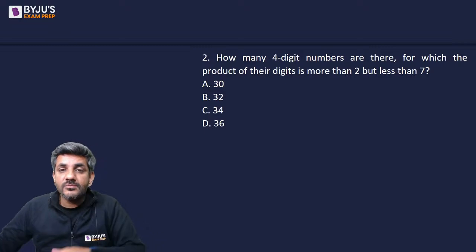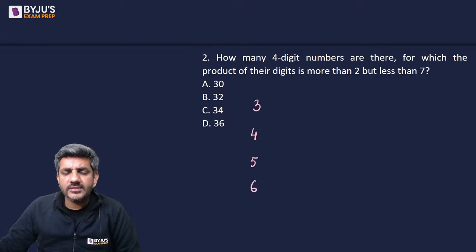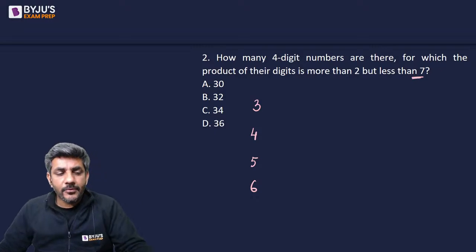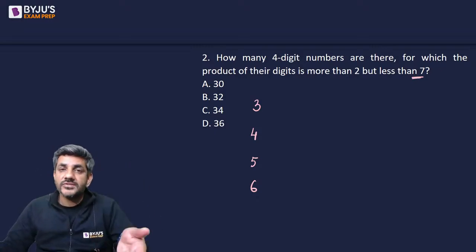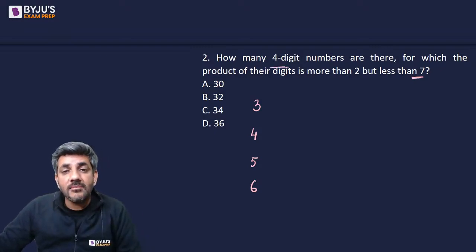If the product is more than 2, the product can be 3, 4, 5, or 6. Of course not more than 6, क्योंकि less than 7 भी होना चाहिए. So product of their digits is more than 2, that means it starts from 3, less than 7 मतलब up to 6. अब चार डिजिट का नंबर और प्रोडक्ट 3 है.